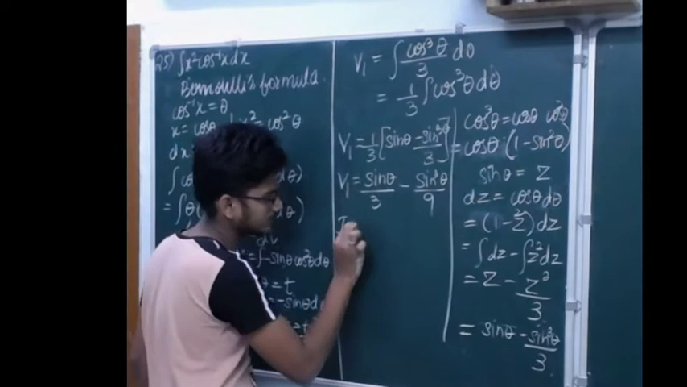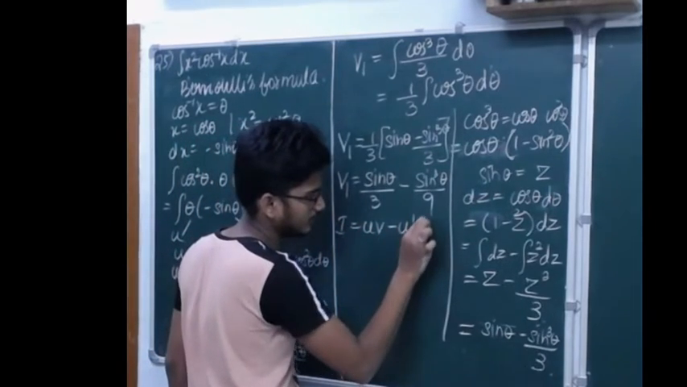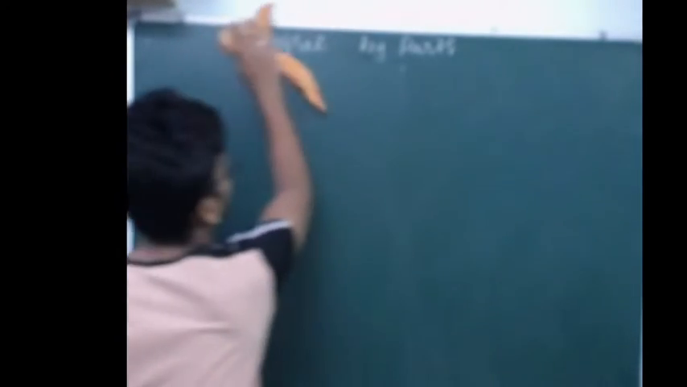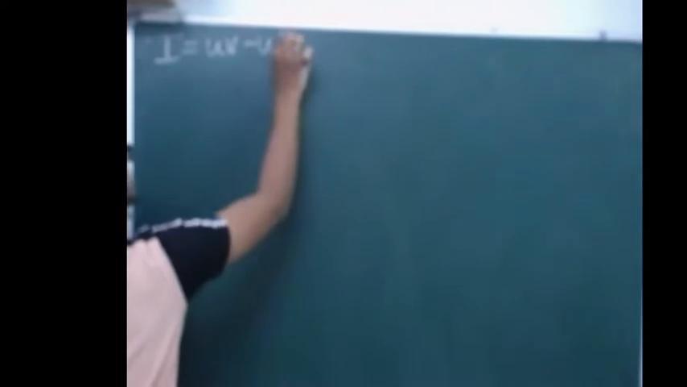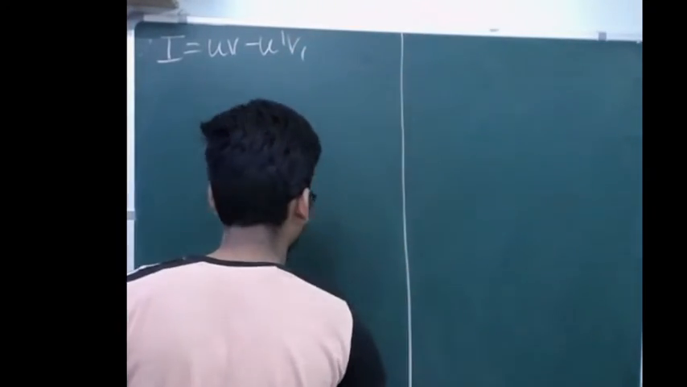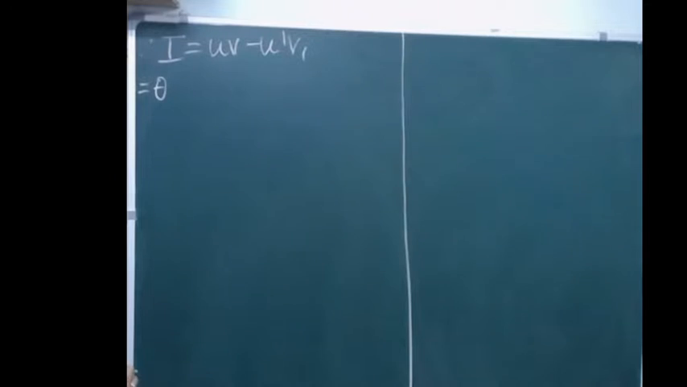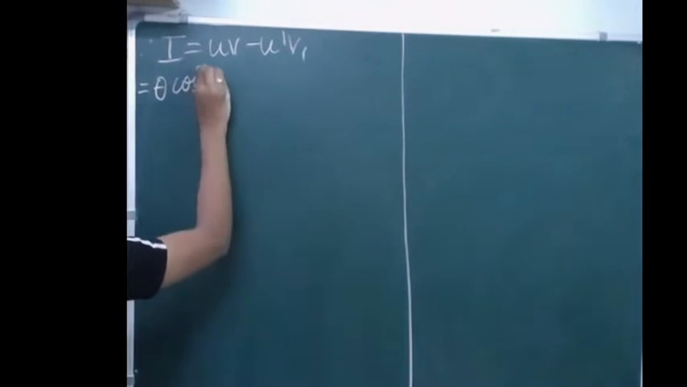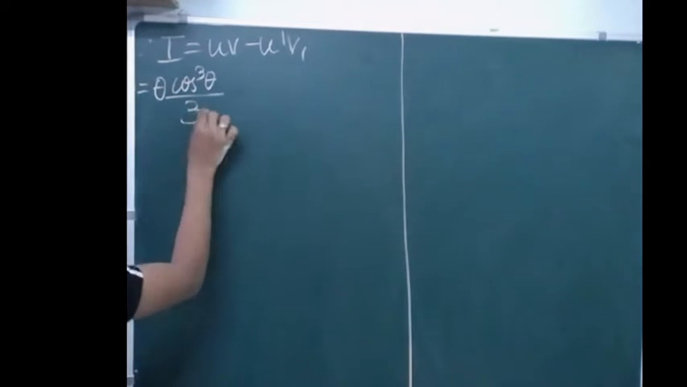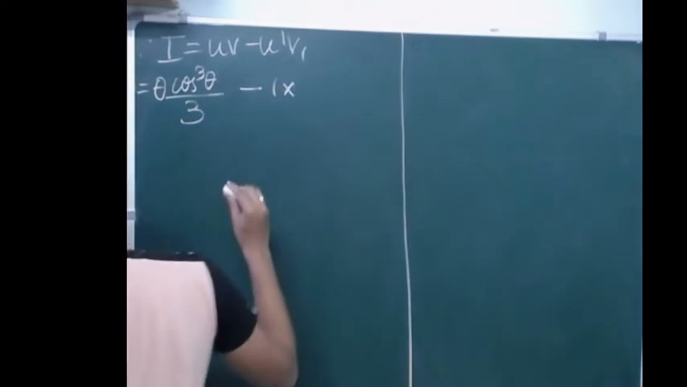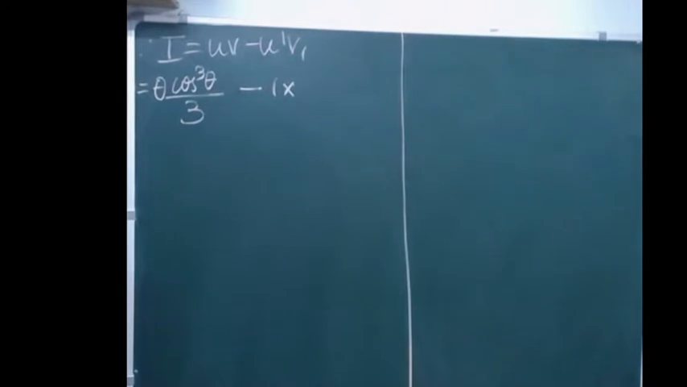My integration I is u v minus u dash v1 according to Bernoulli's formula. So you can do this in your book. As again I say, u v minus u dash v1. U is theta, theta into v is cos cube theta divided by 3, and u dash is 1, and v1 is sin theta by 3 minus sin cube theta by 9.